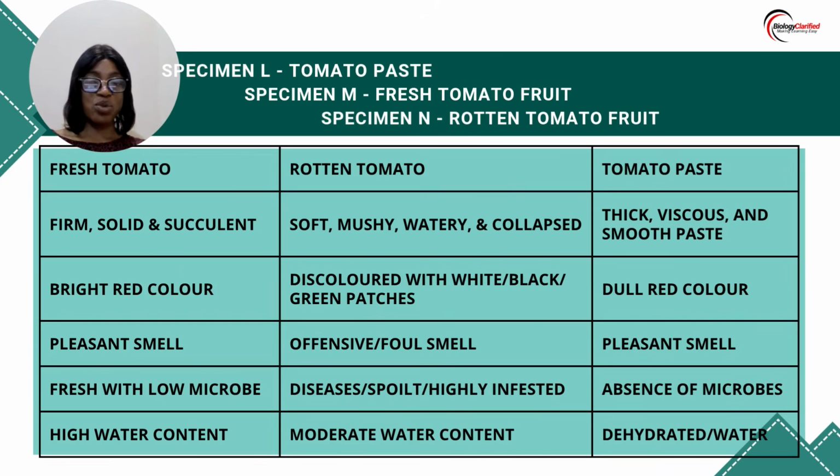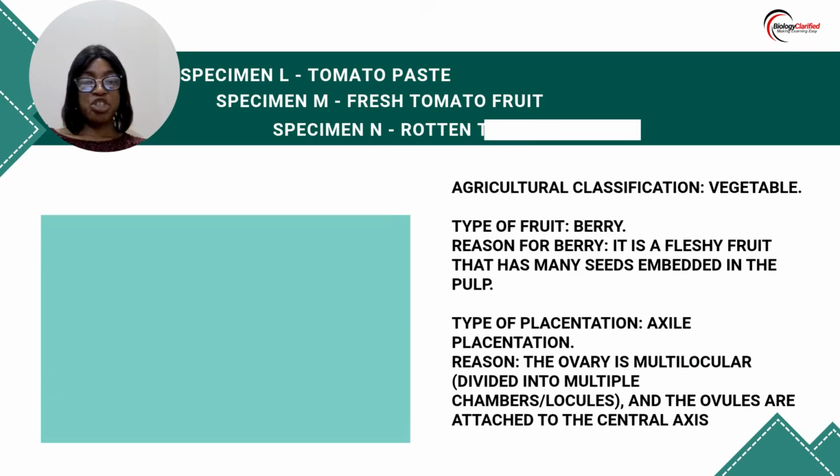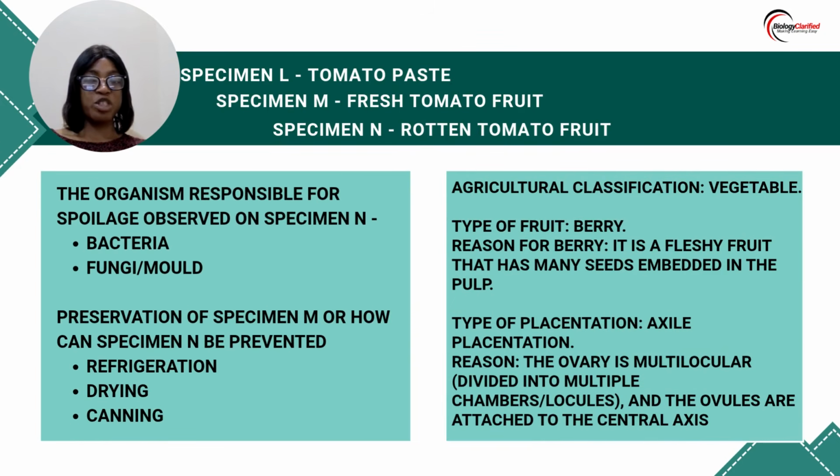Then the fresh tomato has high water content. In the rotten tomato you have moderate water content, and in the tomato paste you have a dehydrated state, it lacks water. The organisms responsible for spoilage observed on specimen N are bacteria, fungi, mold. Then preservation of specimen M, or how can specimen N be prevented? There are two different questions, but the answer is going to be the same: refrigeration, drying, canning.